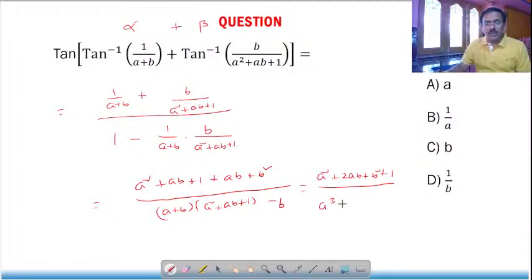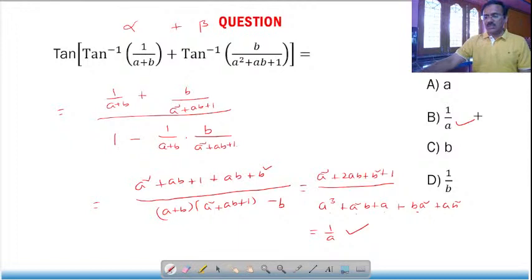A cube plus a square b plus a plus b a square plus a b square plus b minus b got cancelled. You just take a common. See, you will get a square, you will get ab, you will get ab plus 1 plus b square. Everything is fine. So 1 by a is the answer, dear students.